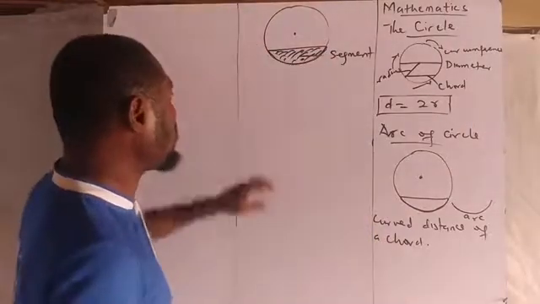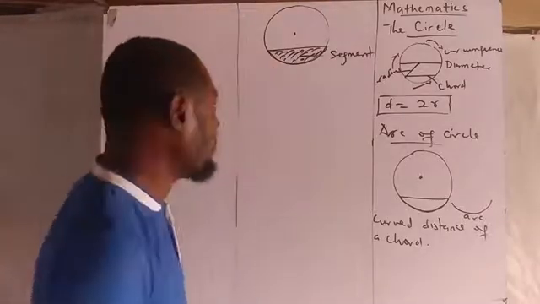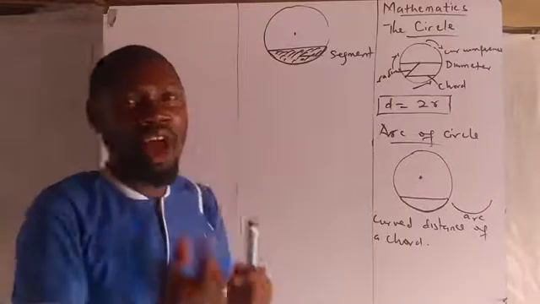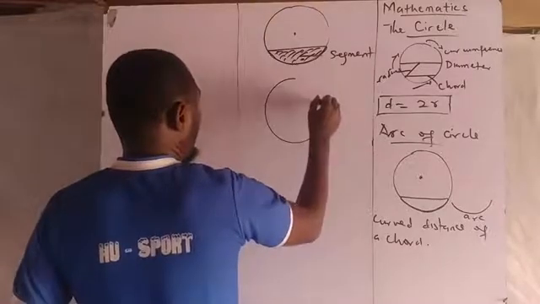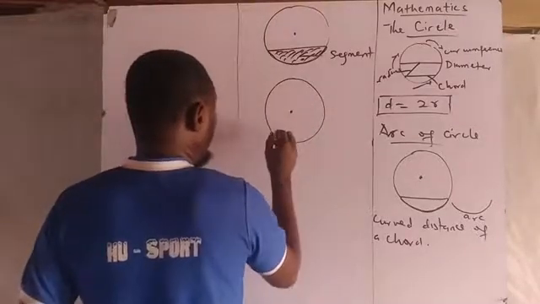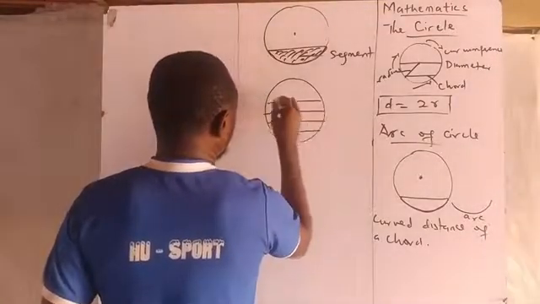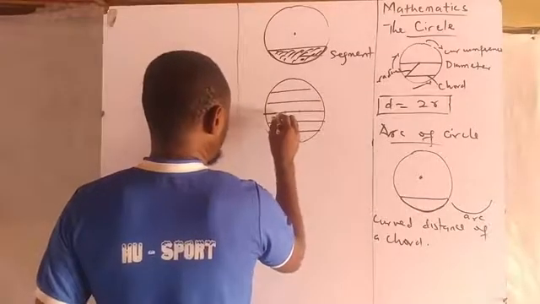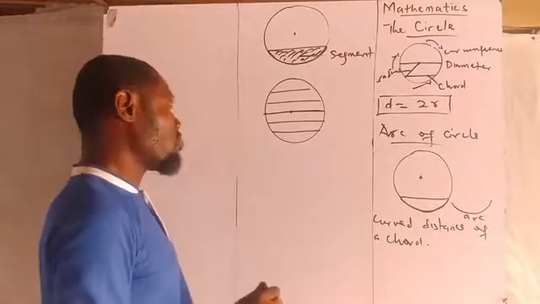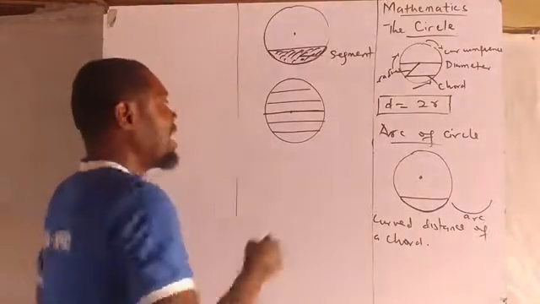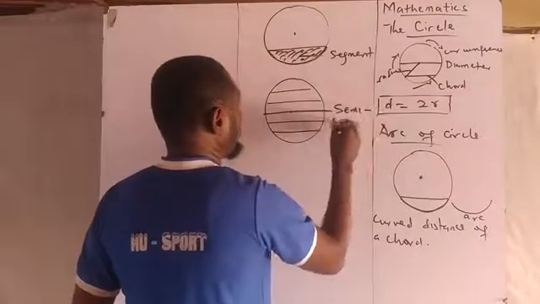Now, if the portion is less than a semicircle. In the previous class, we said we can produce a lot of chords like this. This is the center. The one that runs through the center of the circle is called diameter. That line segment that runs through the center of a circle is called diameter. And that diameter shows that the circle is at halves. So it's called a semicircle.